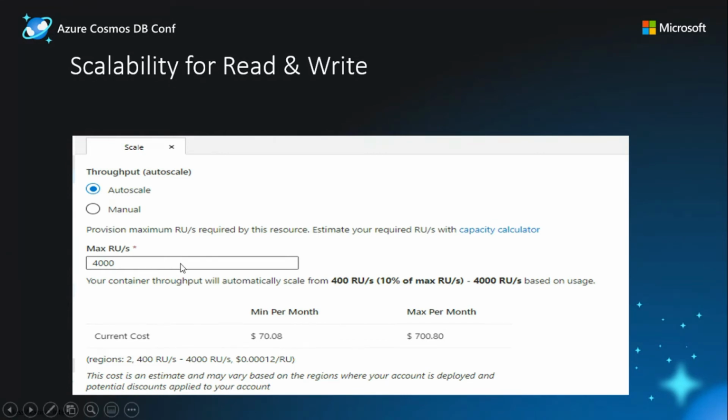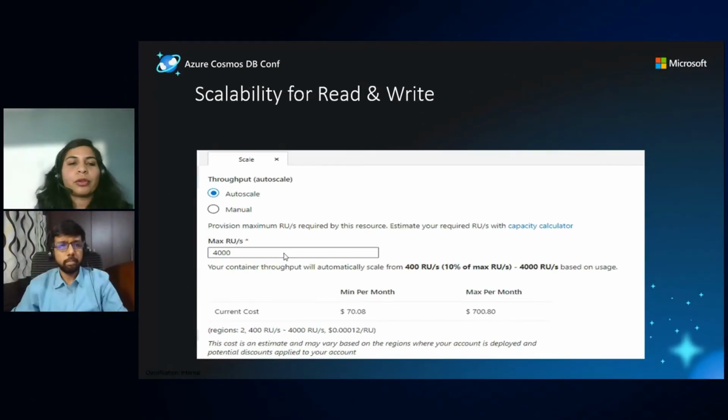This is as per when you are performance testing your application. You get to know, okay, for that particular 400 RUs our application is not able to take the load, then you can come here and set the max RUs to a higher value. So your database will scale up and down based on the usage on a particular day.